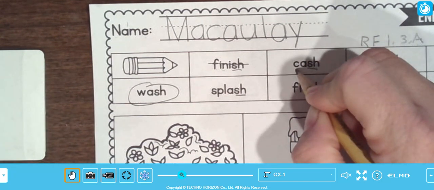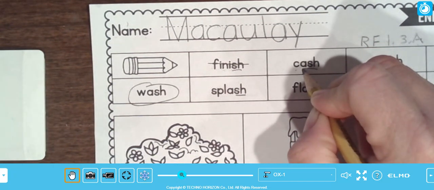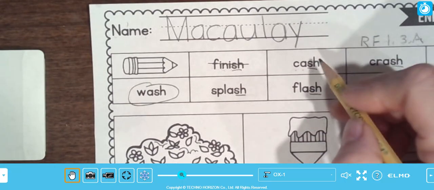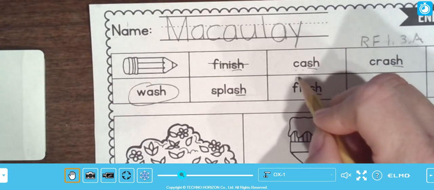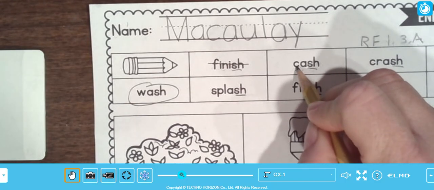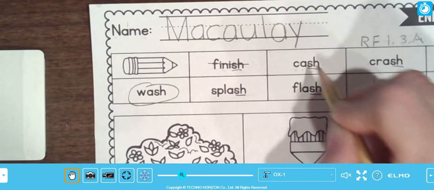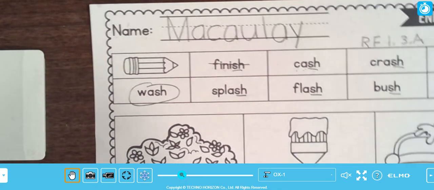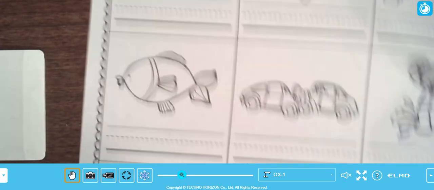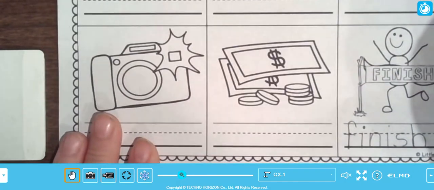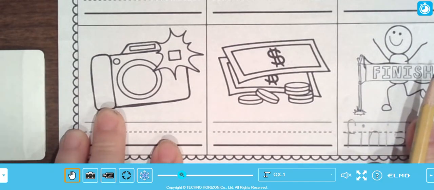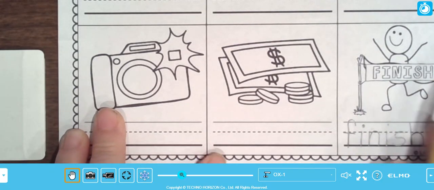So C has the K sound, A has the A sound, SH has the SH sound. Let's read this together. Ready? Begin. K, ash. What's the word? Cash, right? Cash. So let's see if you can find a picture of the word cash. And there it is. This is cash. It's money that you can put in your pocket. Cash.